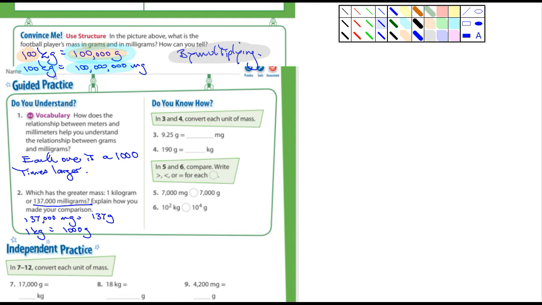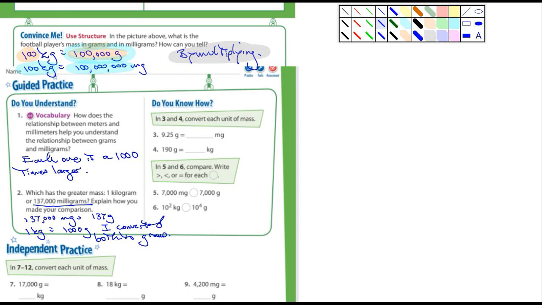Explain how you made your comparison. Well, I just kind of wrote it out there. You really don't have to explain it. I suppose I could say I converted both to grams. Okay. All right, number 3, we have 9.25 grams equals how many milligrams?